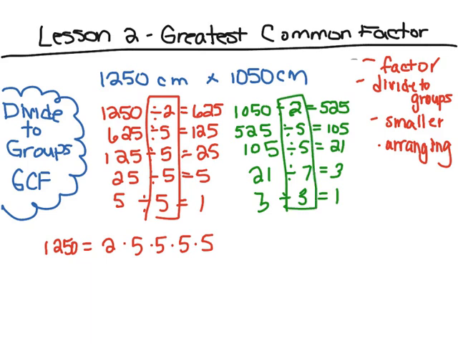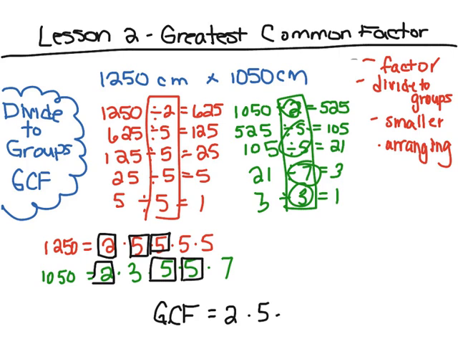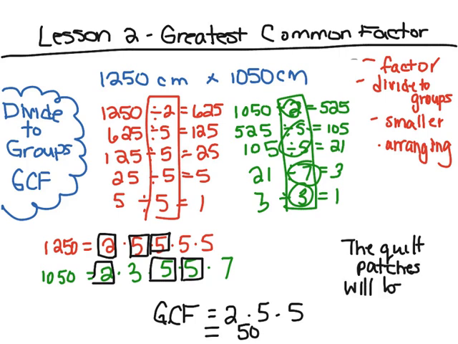So we're going to put these in order. So 1050 is equal to 2 times 3 times 5 times 5 times 7. Now we want to find the GCF, so we're going to bring it out in pairs. We have a 2 here and a 2 here, so we can put a 2 in our GCF. We have a 5 here and a 5 here, a 5 here, and a 5 here. Nothing else is the same, so our GCF is going to be 2 times 5 times 5. 2 times 5 is 10 times 5 is 50. So the quilt patches will be 50 centimeters by 50 centimeters.